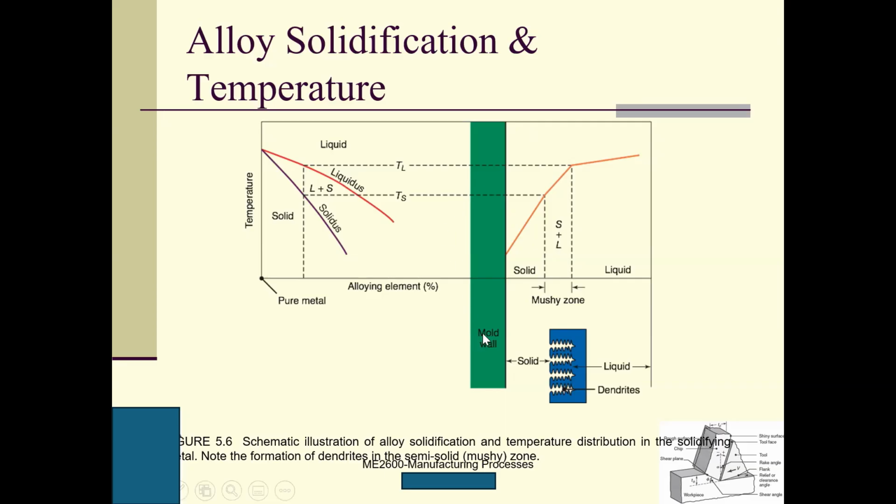Okay, so this is the mold wall. As I said, around the mold wall, the cooling rate is much higher than inside. So that's the reason. Here around the mold wall, we usually have this kind of dendrites, which are vertical to the mold wall.